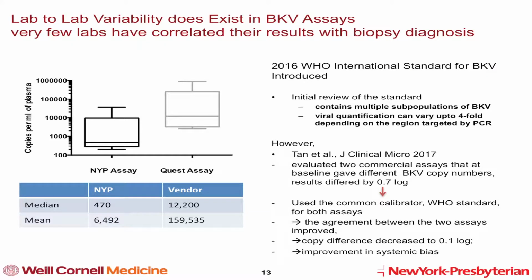The standard contains multiple subpopulations of BKV, and the viral quantification can still vary up to 4-fold depending on where your primers and probes target the genome. Whether the standard would improve this lab-to-lab variability was studied by Tan et al. They took 2 commercial assays that at baseline differed by 0.7 log. They used the international standard to recalibrate their data, and using the WHO standard, the agreement between the 2 assays improved significantly, and the absolute copy difference reduced from 0.7 to 0.1 log.